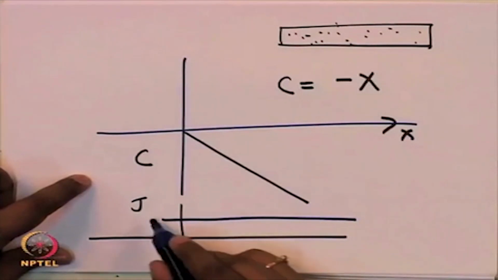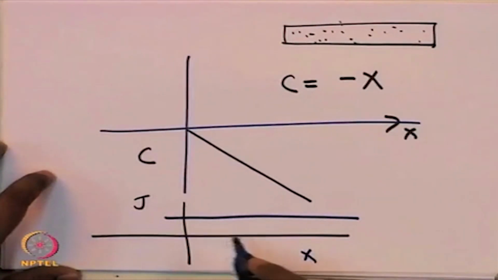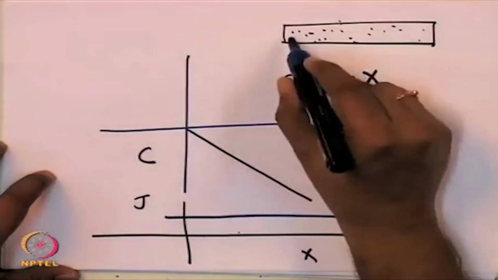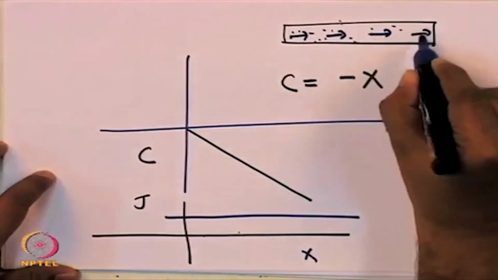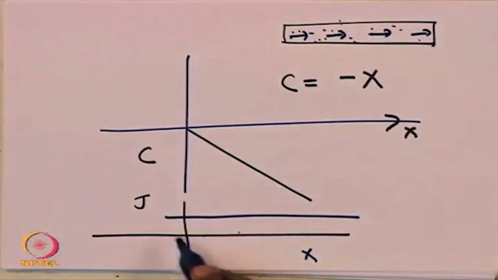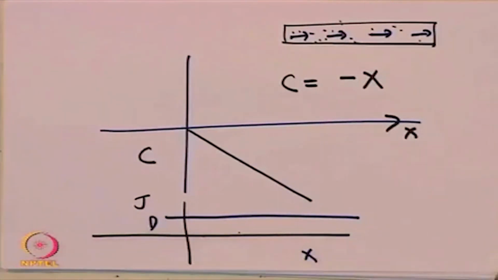So, this is J as a function of x. The flow here will be the same as the flow here, the same as the flow here, and the same as the flow here. So, J will be a constant, and this constant will be D. If we assume that C is a decreasing linear function of x, then the current, the flow, is a constant. That means the same flow everywhere. Whatever the flow here, the same amount of flow here. This is what this means.